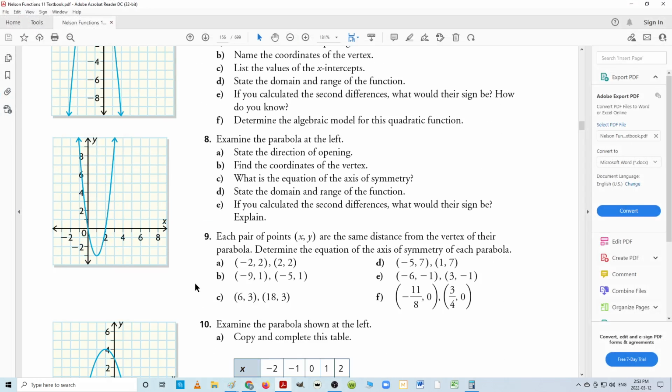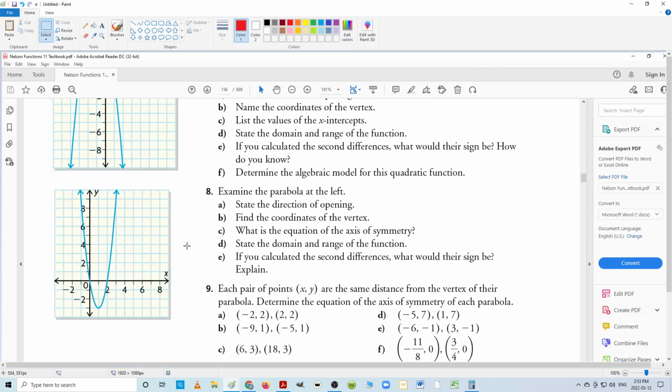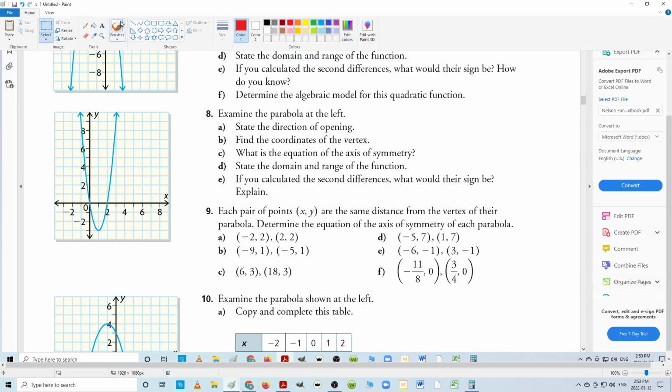So I ask you to do it again with 8 and 9 here. Examine the parabola on the left, direction of opening up. Find the coordinates of the vertex. Looks like (2, 0) and (0, 0). What is the equation of the axis of symmetry? Right here, x is equal to 1.